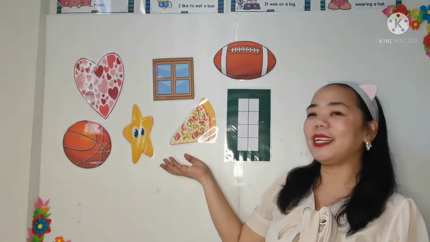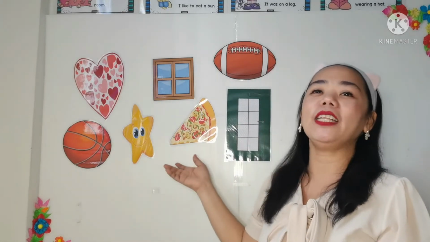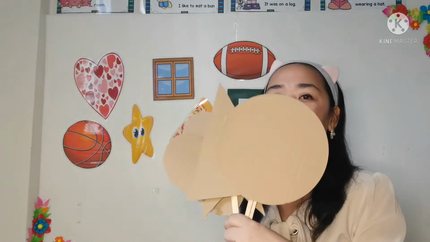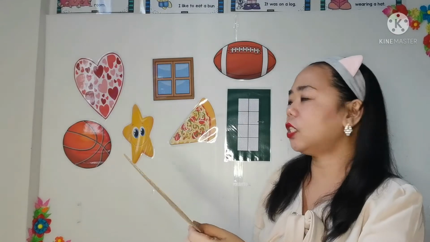And for our activity today, as you can see in my background, we have here different objects. So we will match the different shapes to its object. Teacher Grace will show you some of the basic shapes and we need to find the objects that match our shape. The first one that we have here, what shape is this? This is circle. So we will find out which is circle.